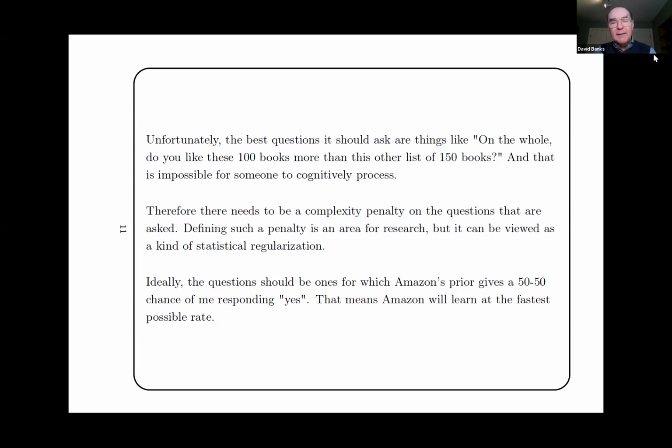And so it might ask, I don't know, do you like fantasy novels with footnotes? And if the answer is yes, then it'll take me down Lord of the Rings, the Silmarillion, that path. And if the answer is no, then it will take me down a different path. And ideally, Amazon wants to ask questions that its prior for me gives a 50-50 chance of answering yes or no. Because if it can ask 50-50 chance questions, then it will learn the most as rapidly as possible.